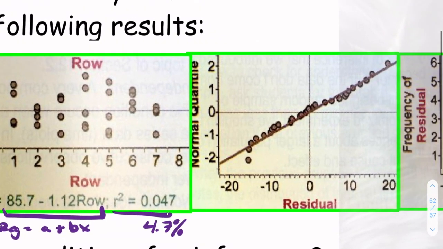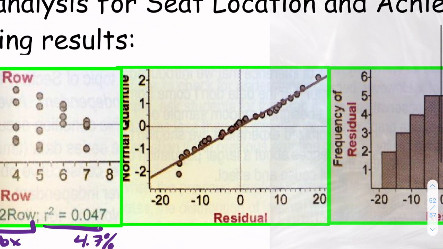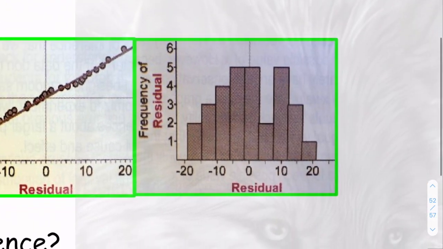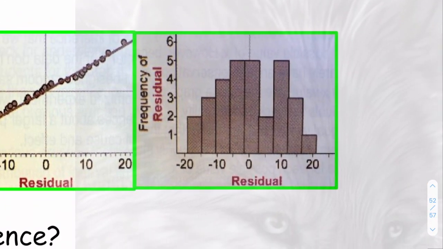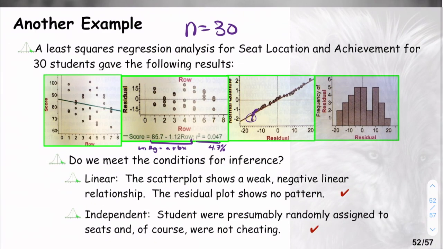We also have our residual plot, where we see that it slightly tails off to begin, but then it's mostly linear. So we might want to worry about those two scores on the side. And then we have our histogram, which is roughly unimodal and symmetric. So let's run through our conditions.